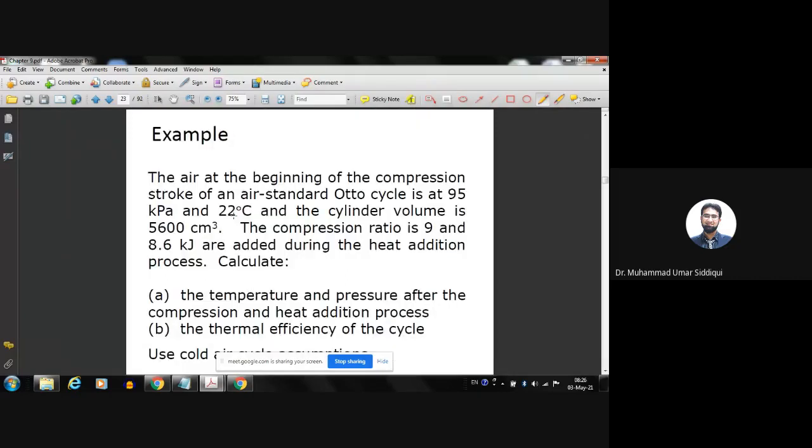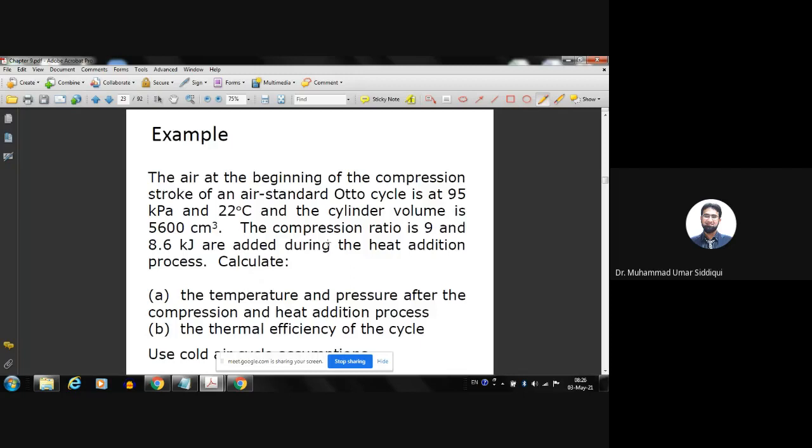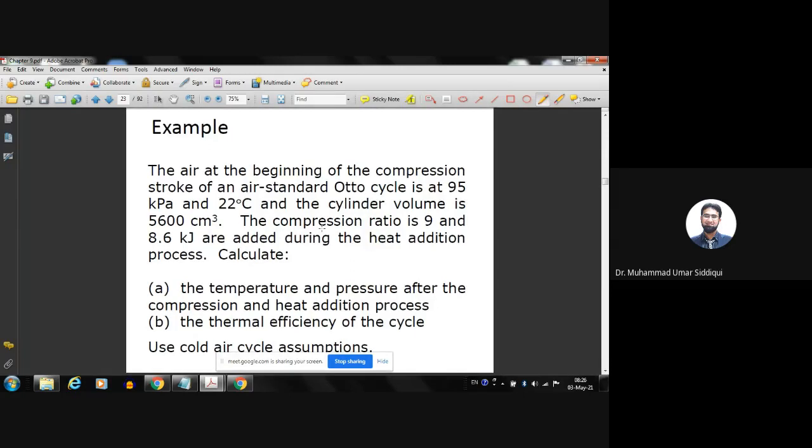Okay. This K is sometimes also written as gamma in the book. So they both are the same thing. It's the specific heat ratio.